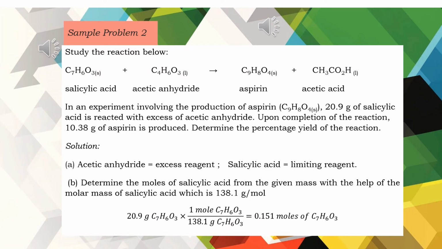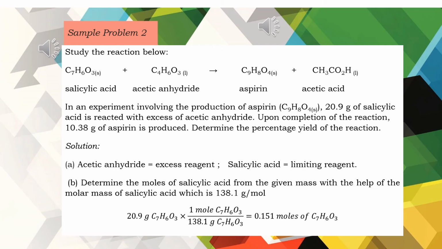Sample problem number 2. Study the given reaction. In an experiment involving the production of aspirin, 20.9 grams of salicylic acid is reacted with excess of acetic anhydride. Upon completion of the reaction, 10.38 grams of aspirin is produced. Determine the percentage yield of the reaction.